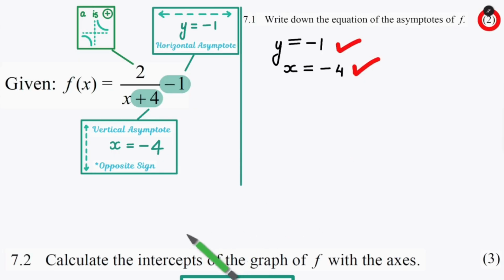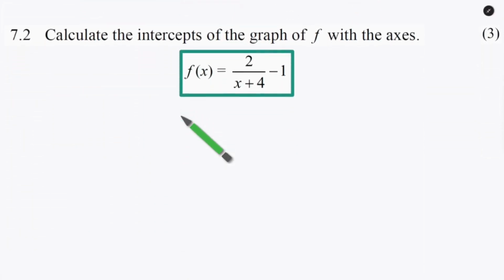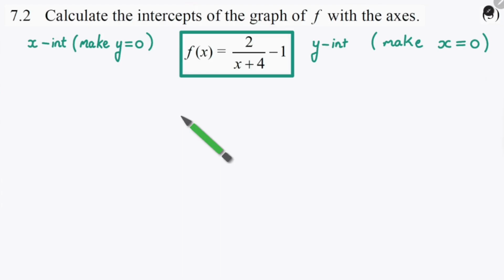So next up, I need to calculate the intercepts of the graph of f with the axes. So I'm going to grab this equation of f of x, and we're going to start working on the intercepts. Now to get intercepts, you make the other guy equal 0. So if I want the x-intercept, I make y equal 0. And if I want the y-intercept, I make x equal 0. Let's start off here with the x-intercept.